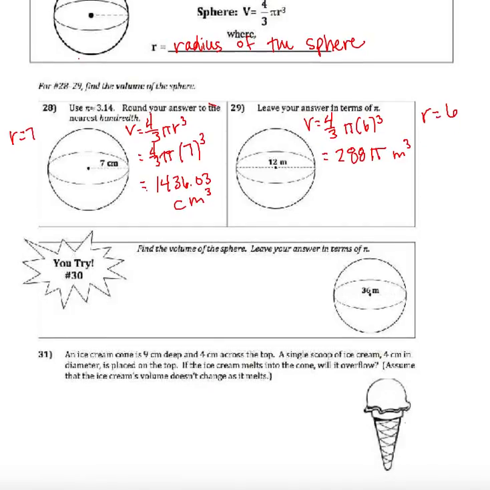All right, you try number 30. On number 30, you have to first get your radius. You're given a diameter of 36, and half of 36 would be 18. The question asks us for the volume, so we've got to use the volume of a sphere formula, which is 4 over 3 pi r cubed. We know that our r is 18, so we're going to do 4 over 3 pi 18 cubed. The question asks us to leave it in terms of pi, so we're going to plug in everything in our formula except for the pi.